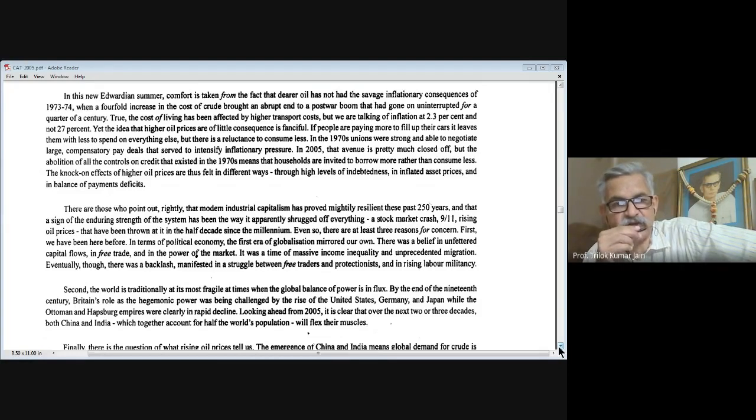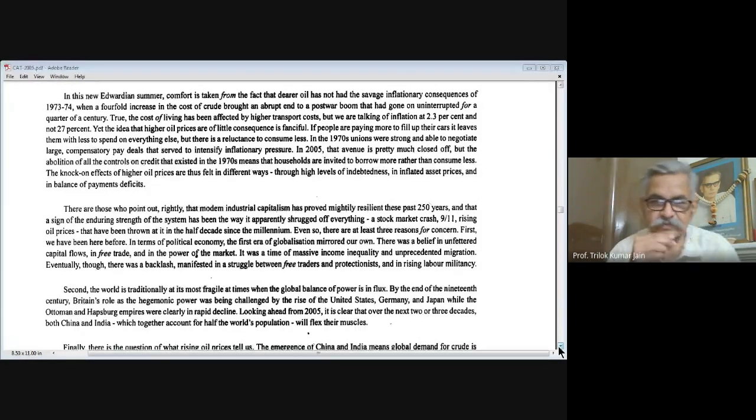Second, the world is traditionally at its most fragile at times when the global balance of power is in flux. By the end of the 19th century, Britain's role as the hegemonic power was being challenged by the rise of the United States, Germany, and Japan, while the Ottoman and Habsburg empires were clearly in rapid decline. Looking ahead from 2005, it is clear that over the next two to three decades, both China and India, which together account for half of the world's population, will flex their muscles.